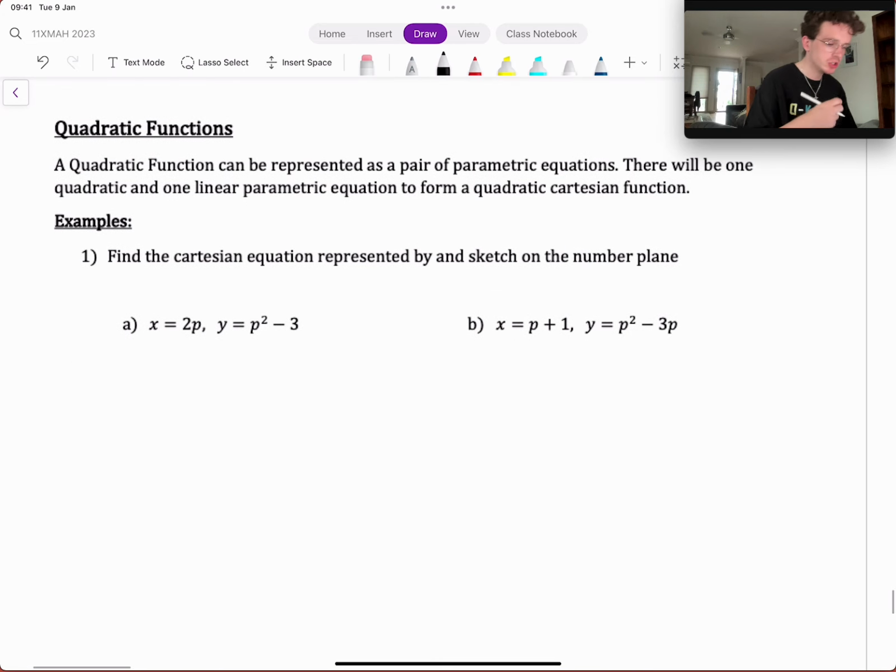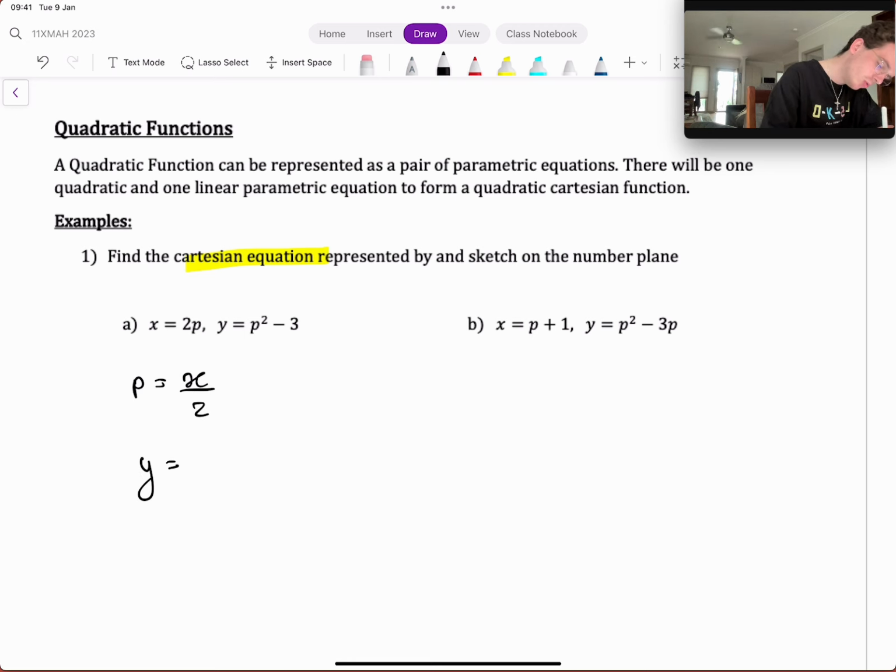Okay, quadratic functions. A quadratic function can be represented as a pair of parametric equations, so same as what we just did before. There will be one quadratic and one linear parametric equation to form a quadratic Cartesian function. So we're going to find the Cartesian equation, so we're going from parametrics to Cartesian. Again, we make p the subject, so p is equal to x on 2. So y is equal to x on 2 all squared minus 3, which is x squared on 4 minus 3.